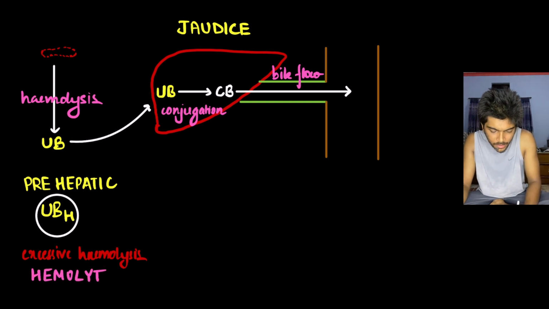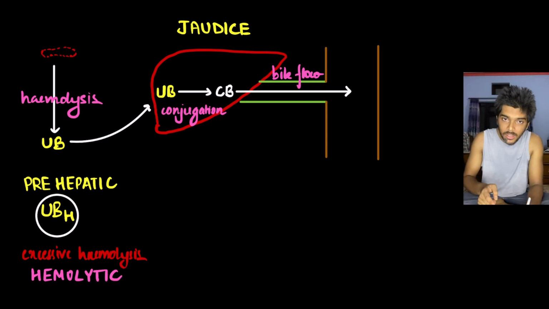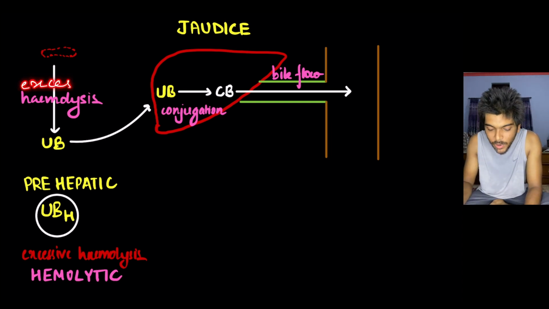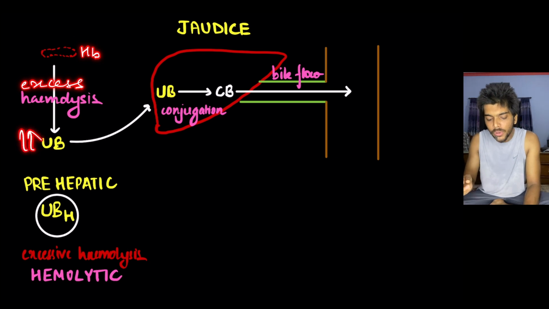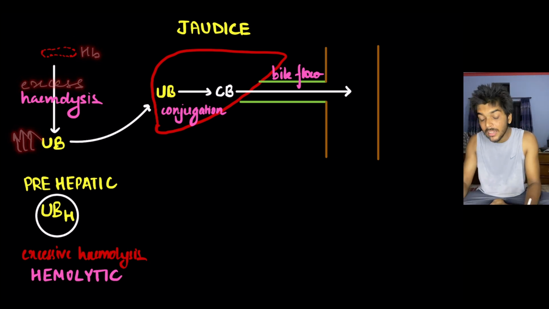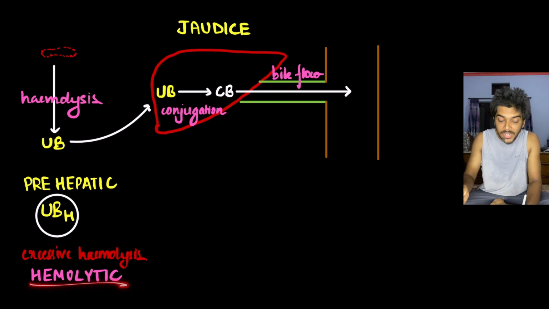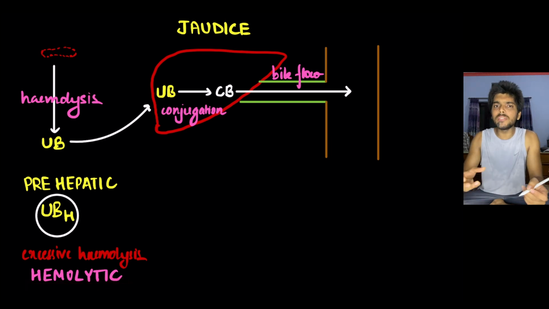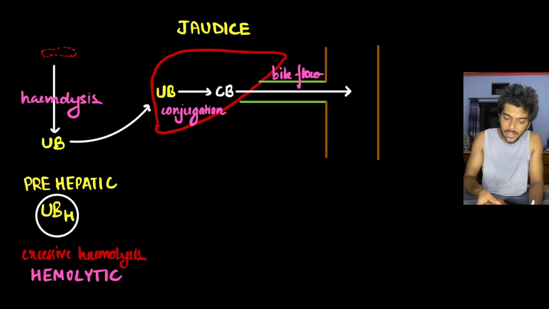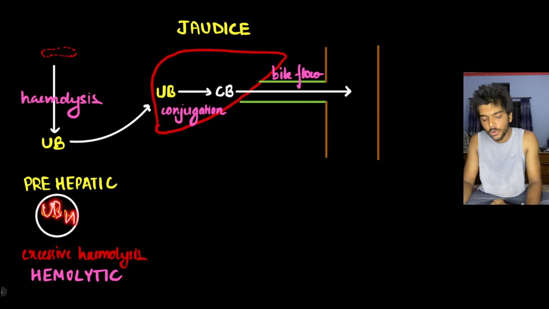Simple as that. Again, since the cause resulting in the jaundice is before the liver, it is pre-hepatic jaundice. Since the cause is excess hemolysis, resulting in breakdown of a huge amount of hemoglobin to a huge amount of unconjugated bilirubin, the jaundice is also referred to as hemolytic jaundice. Since there is excess breakdown of hemoglobin into unconjugated bilirubin, the jaundice is associated with unconjugated hyperbilirubinemia.